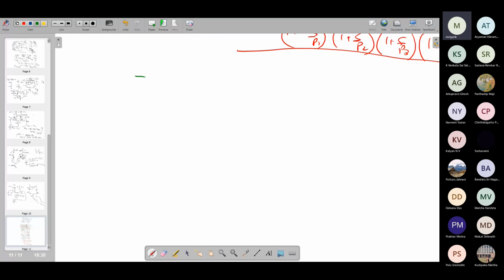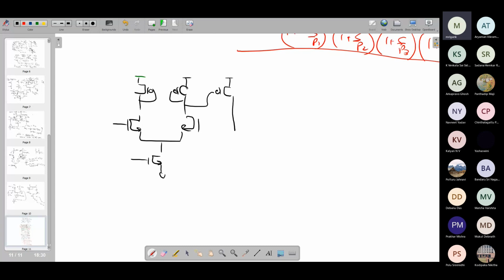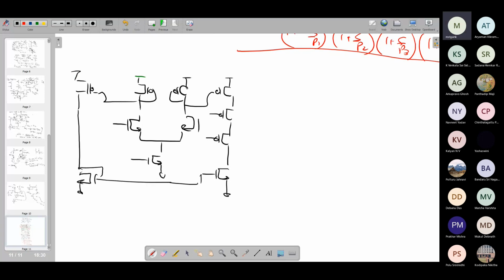So the first stage, I will draw very quickly, and then you have the second stage. Anyway, the cascode. I am not drawing all the bias points. This will have some bias. And you have the second stage and another one over here. This is your output.